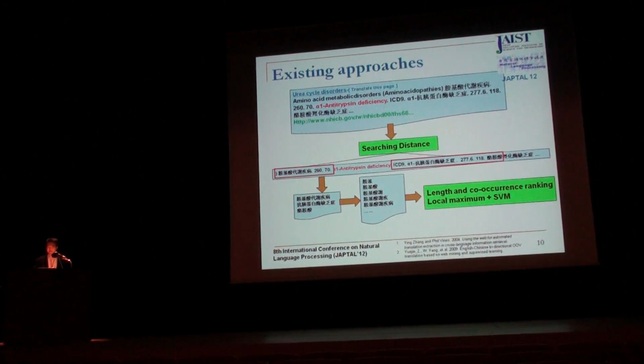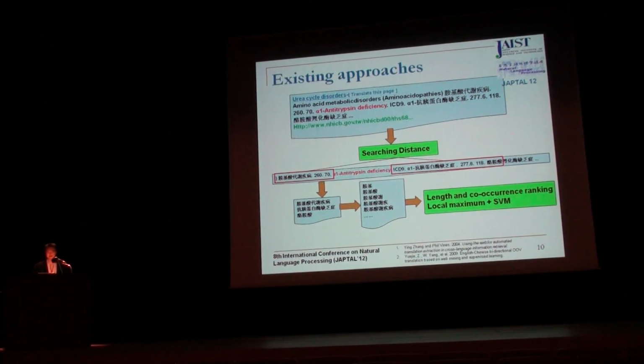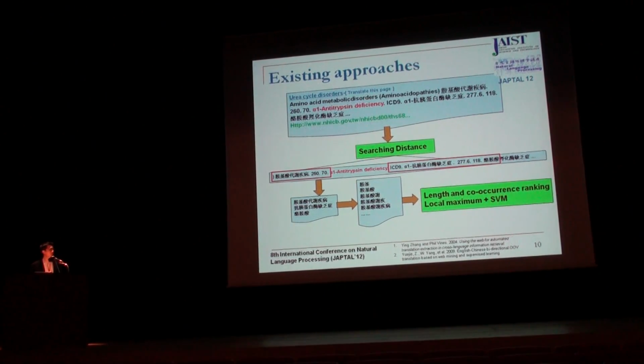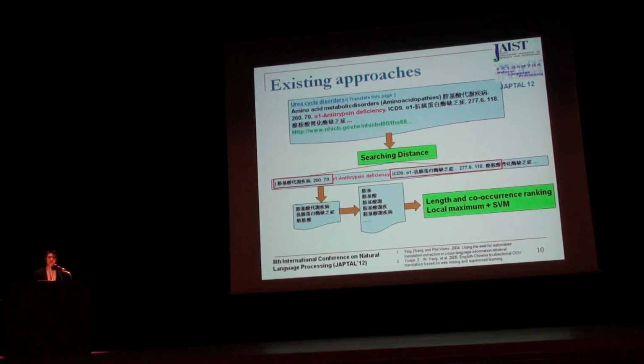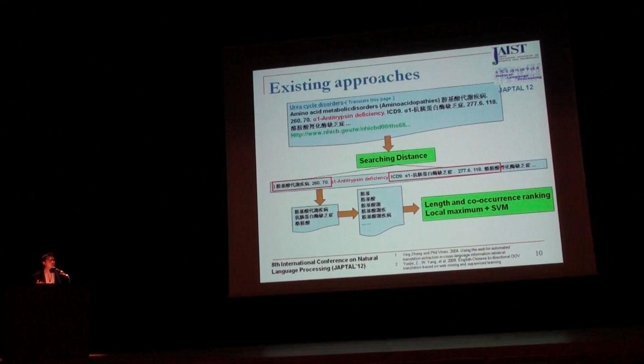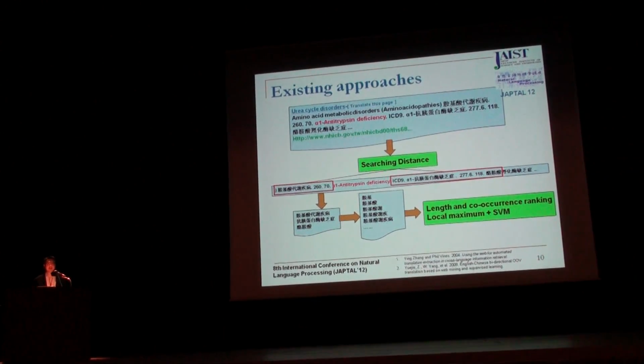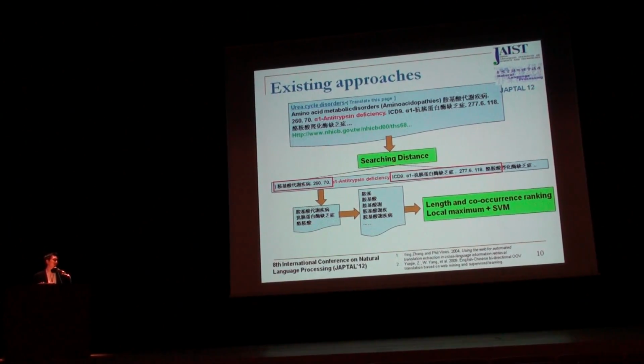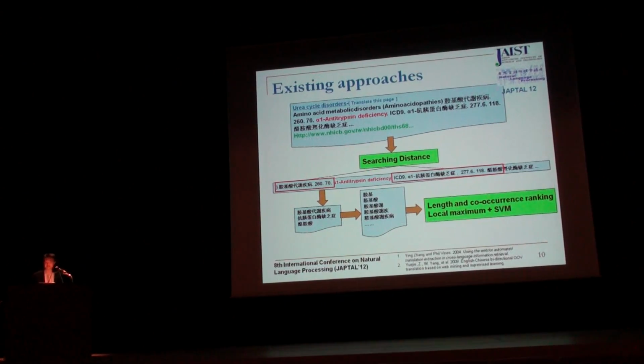Many methods have been proposed. Length, concurrence, hierarchy, or local maxima, or machine learning have all been used, and some of them have an advantage on some data and some of them on other data. So it's not always the best.